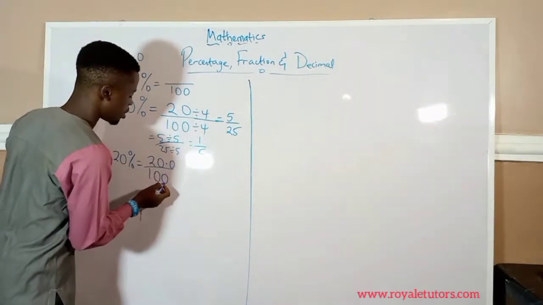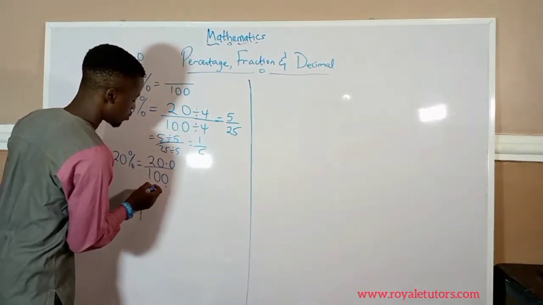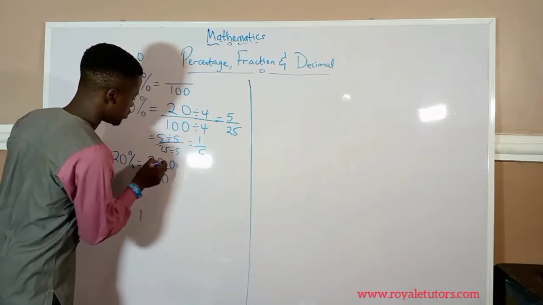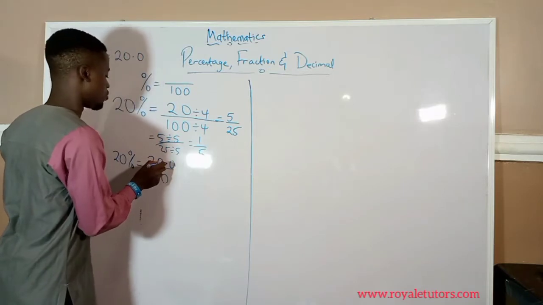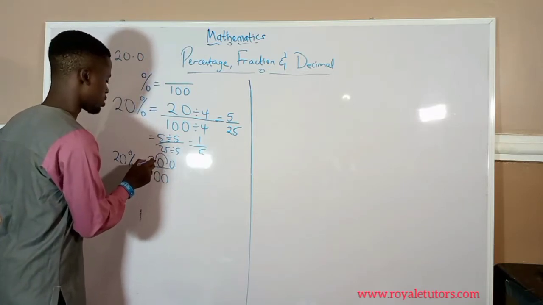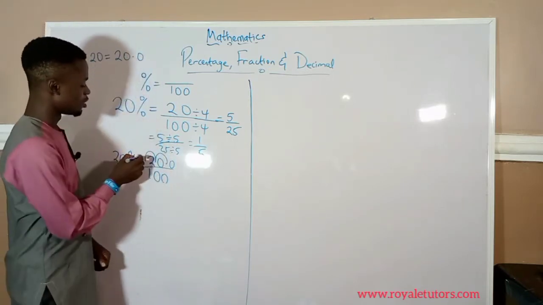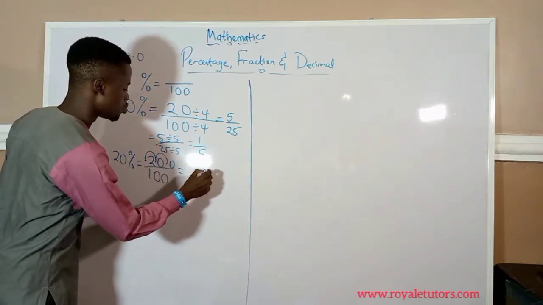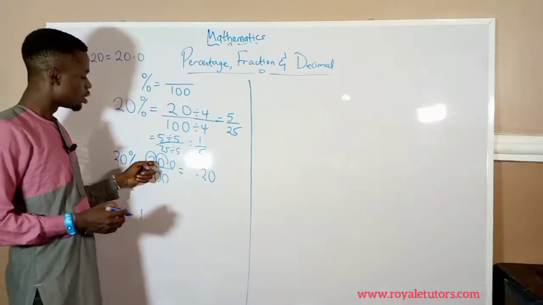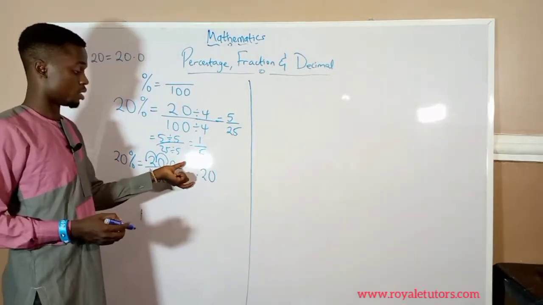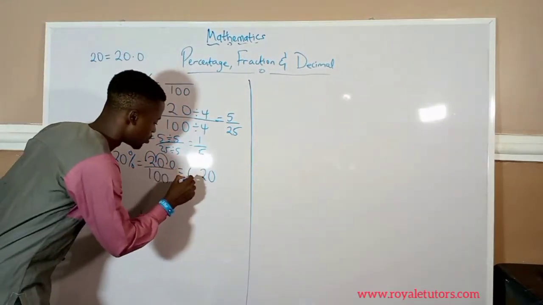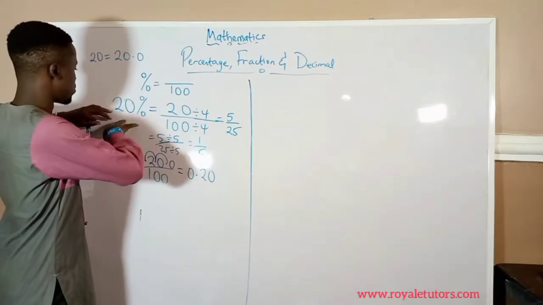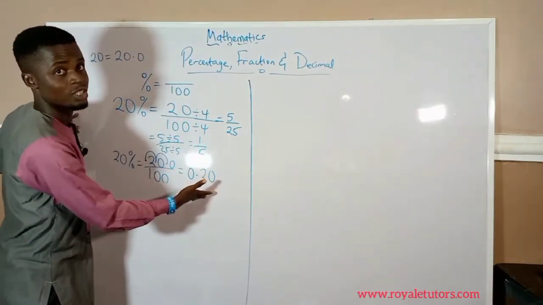How many zeros do we have there? We have 2 zeros. So you shift this decimal point 2 times to the left. The first one, the second one. So the decimal point is right here, and you'll be having .20. But you can't just write .20. You need to put something in front of it, so you balance with 0. That will be 0.20. So 20% is the same thing as 0.20 in decimal.